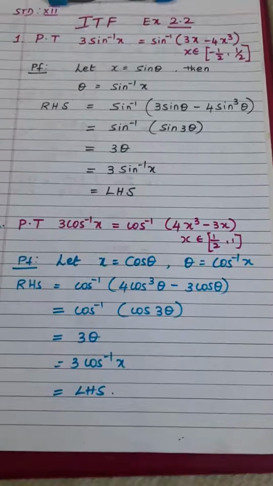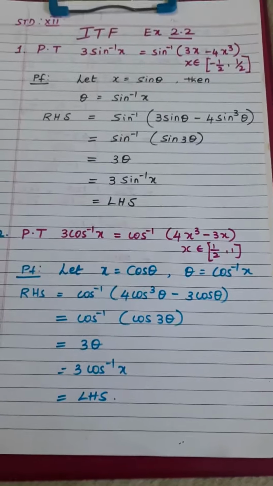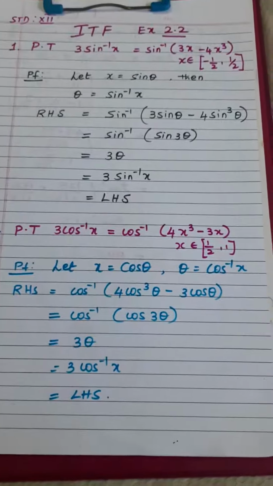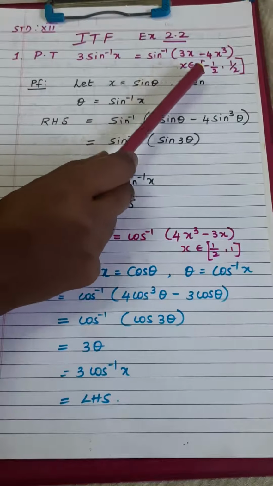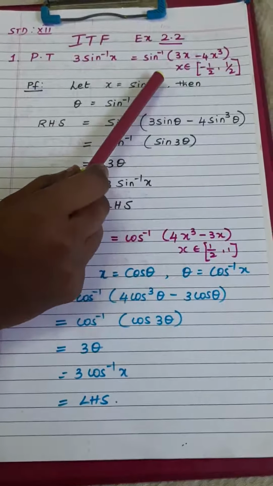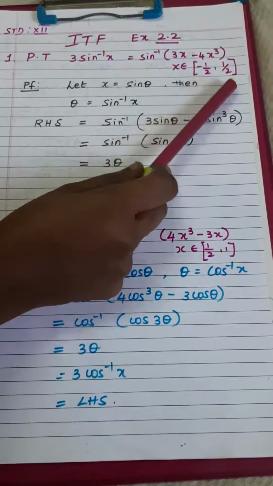Shri Gurubhyo Namaha. Today we are going to do exercise 2.2 in inverse trigonometric functions. First problem, prove that 3 sin inverse x equals sin inverse (3x minus 4x cube), where x belongs to (minus 1 by 2, 1 by 2).